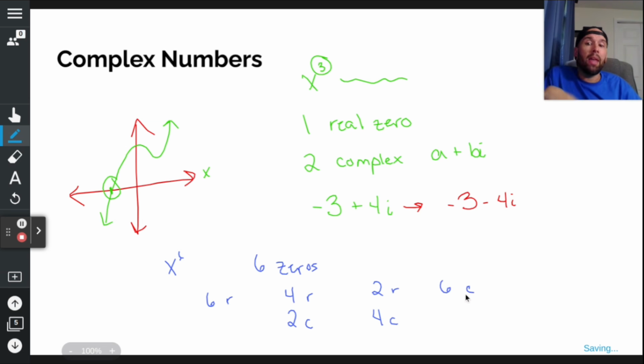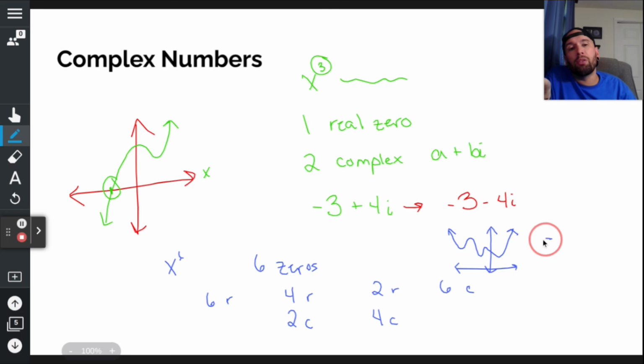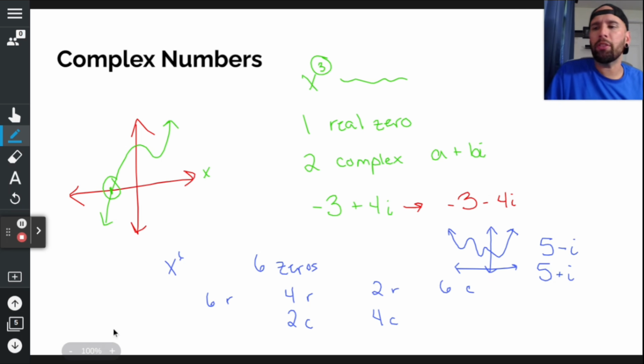Okay. Now, again, what would 6 complex zeros look like on a coordinate plane? Well, I have a coordinate plane and I have bump, bump, bump, bump, bump, bump, where nothing crosses the x-axis. And if I were to tell you that one of these zeros is 5 minus i, you would say, all right, the other one is going to be, flip that sign, 5 plus i, conjugate. Okay? Complex numbers.